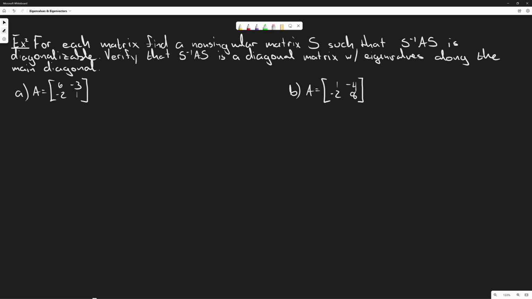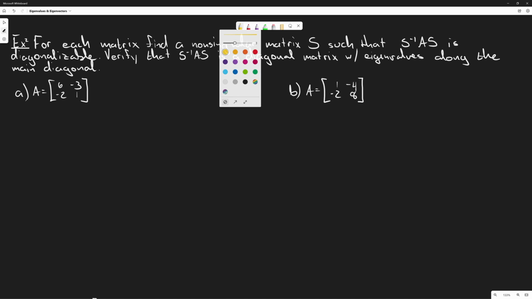So let's get started. Both of them are going to be 2x2 matrices. We're going to do a 3x3 in the future, which will more likely be the next video. So the first 2x2 matrix, we have 6, -3, -2, and 1. Just like any other process, we always find our eigenvalues and eigenvectors.